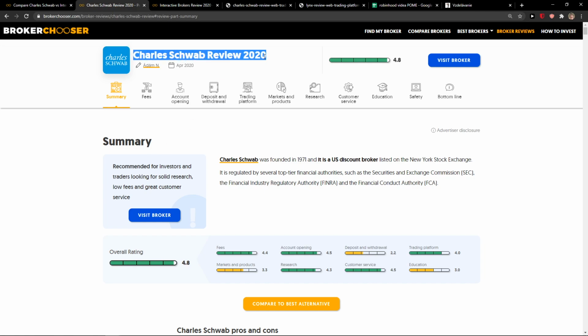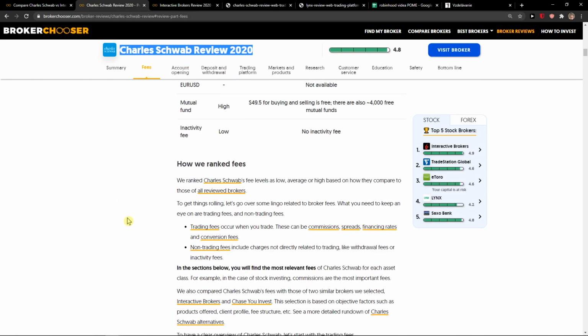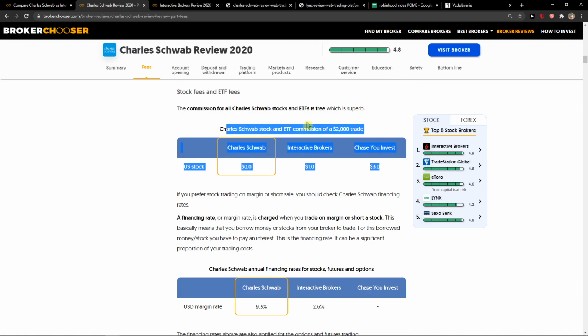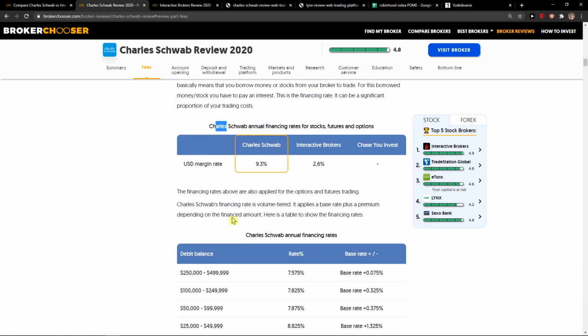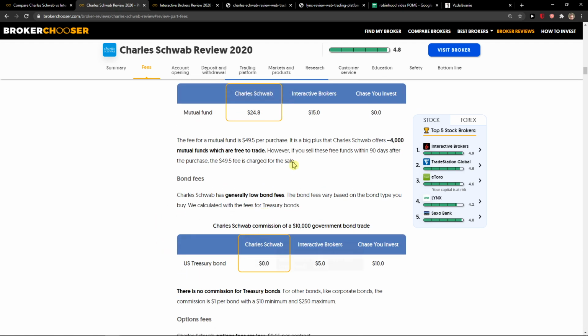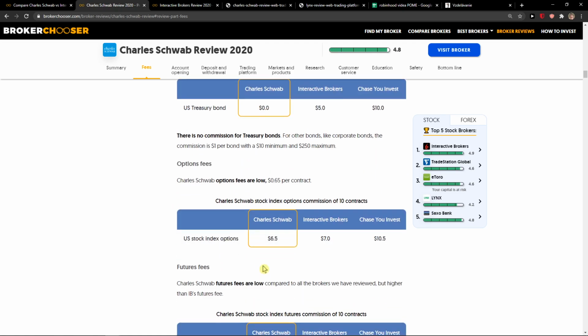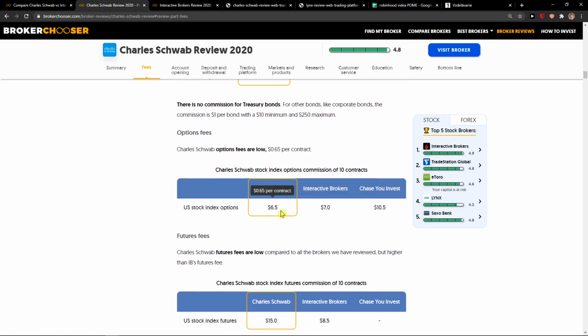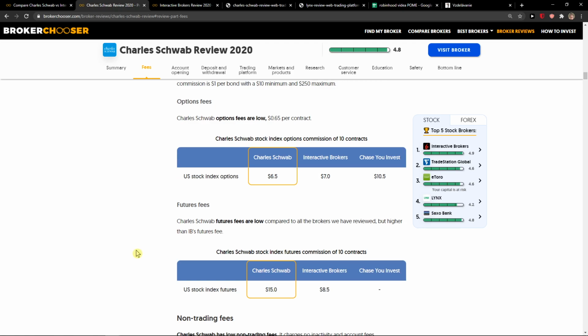Charles is completely dominating Interactive Brokers. If you look at the fees, you will see for yourself that Charles has a stock and ETF commission of $0 compared to Interactive Brokers' $1. And it's huge. Now you can see that fund fees are higher, but bond fees are completely low. Options are similar to Interactive Brokers, around 0.65 to 0.7. So in my opinion, if you want to invest in stocks and ETFs on US markets, I would recommend going with Charles compared to Interactive Brokers.